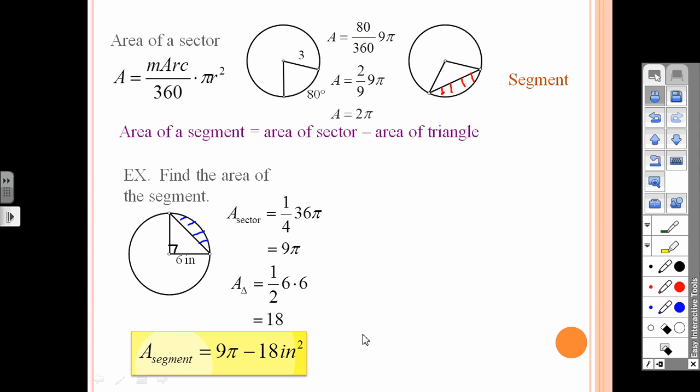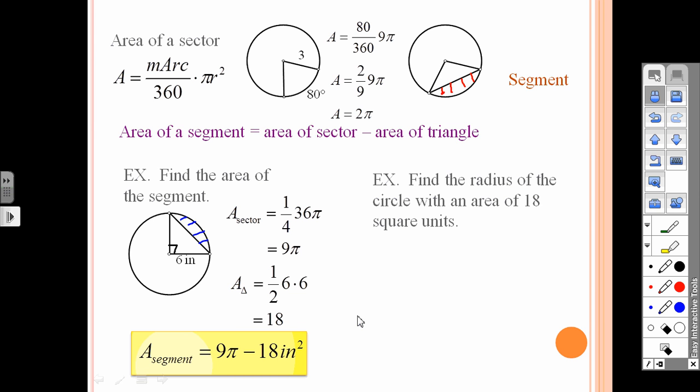We do have another example here. This one says find the radius of the circle which has an area of 18 square units. And the problem with this is that there's no pi, and that's not a typo. Sometimes they give us the area of a circle and it doesn't have pi in it. So we have to be creative. All right, so what they're going to have us do is set our area equal to our formula of pi r squared, and we're trying to solve for r.